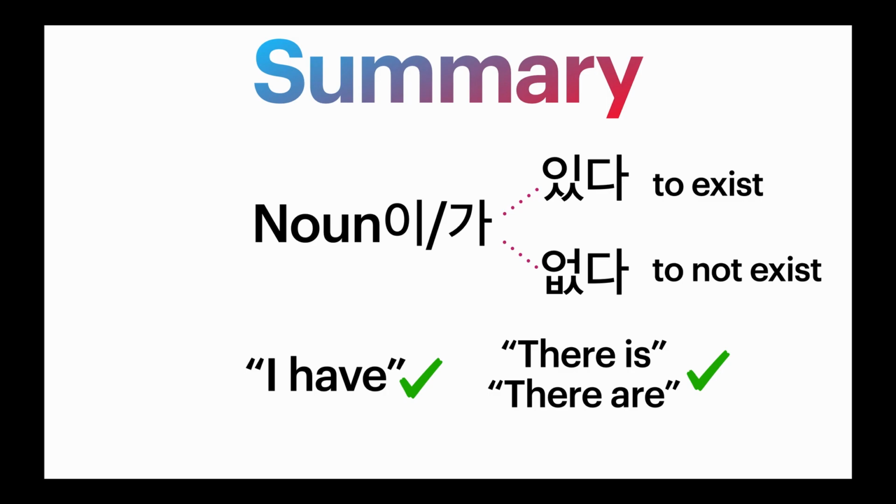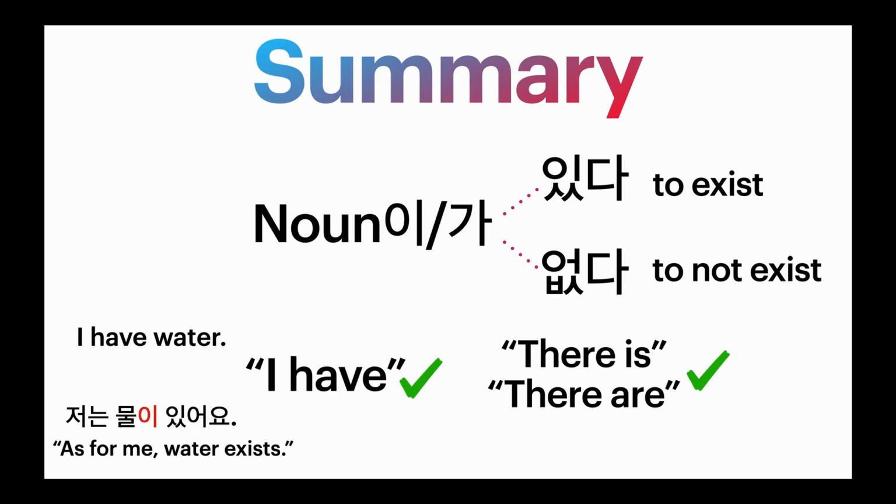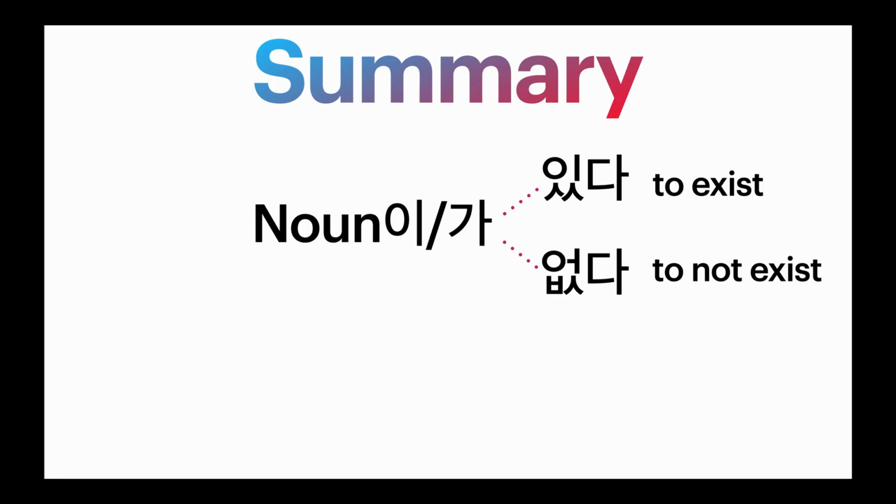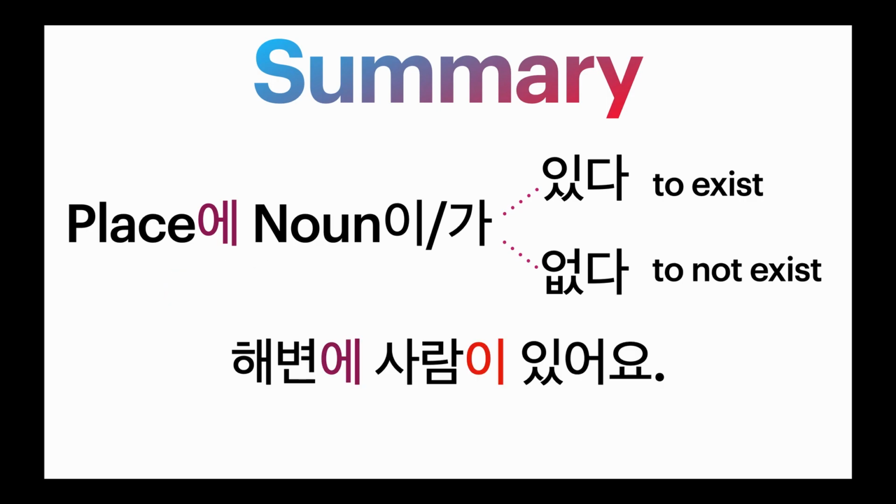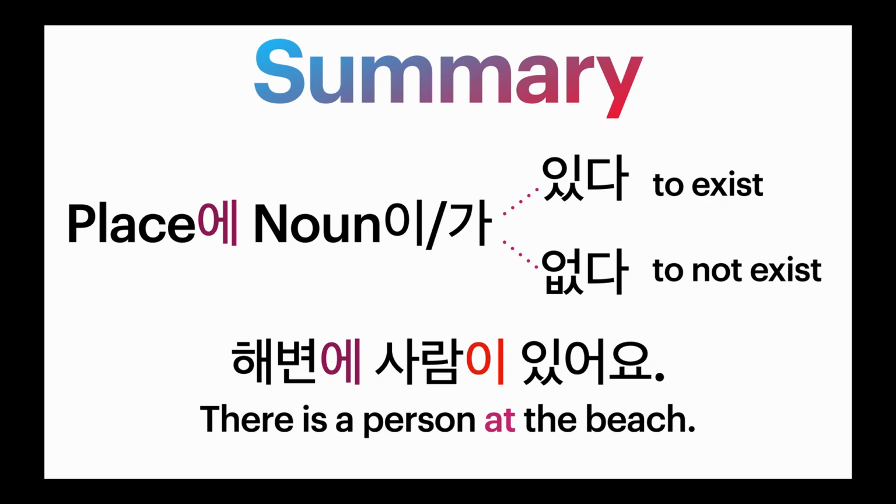Plus, I've noticed a tendency for people to want to add the object particle if you think of it as have. For example, in I have water, beginners might be tempted to say 저는 물을 있어요. But this is grammatically incorrect. It should be 저는 물이 있어요. Literally translating to, as for me, water exists. And then if we want to specify the place where something is located, we will mark the place with the particle 에, not 에서. As in, 해변에 사람이 있어요. There is a person at the beach.